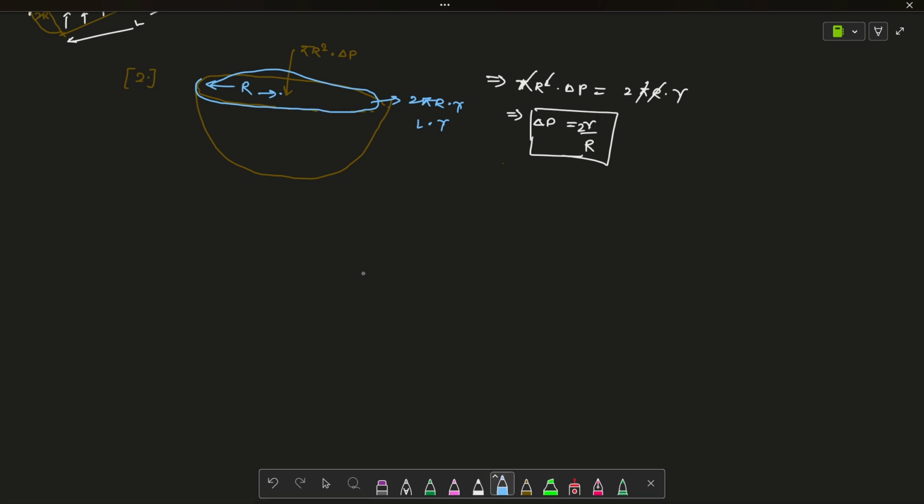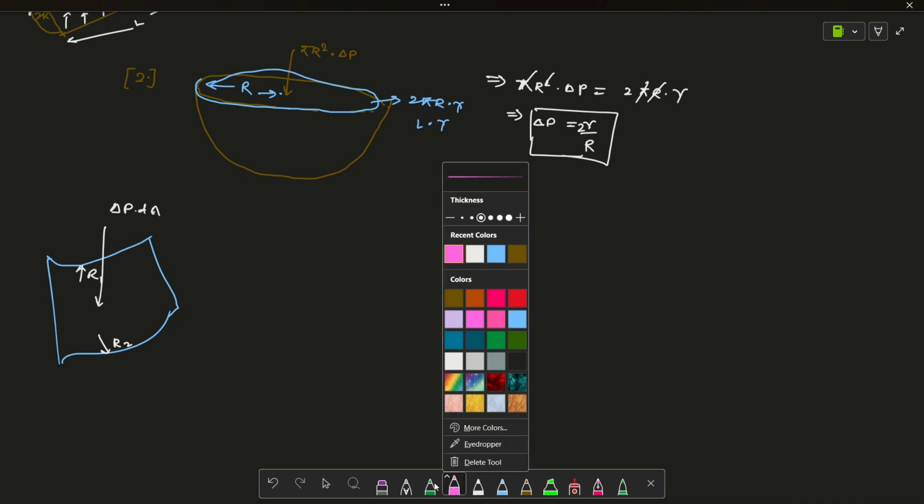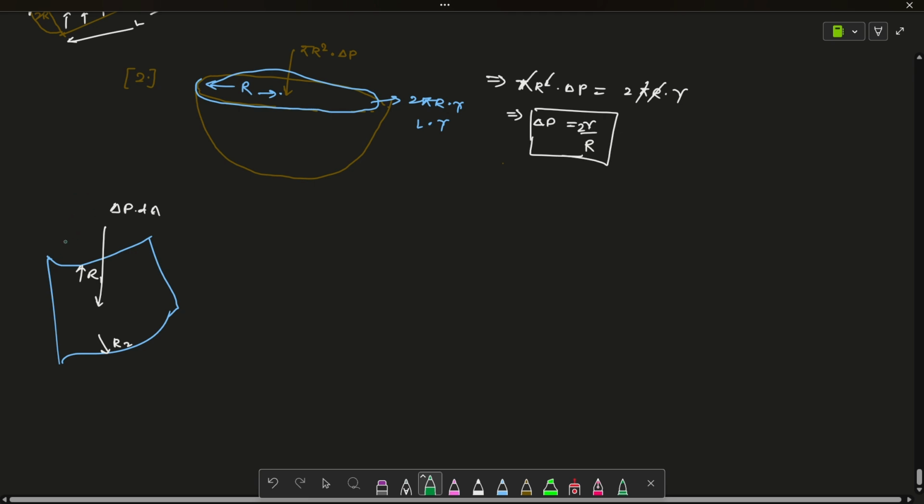Now we will discuss a general equation that we can make for any curved surface. Let's suppose some r1 radius is here and some r2 radius is here. Some force is acting, that is delta P into dA, the elemental area; we are taking this curved surface as an elemental area.